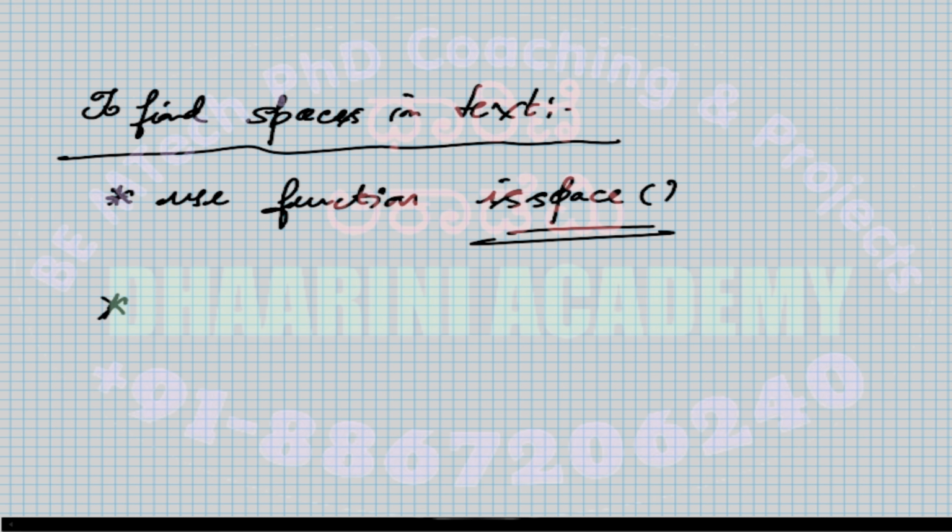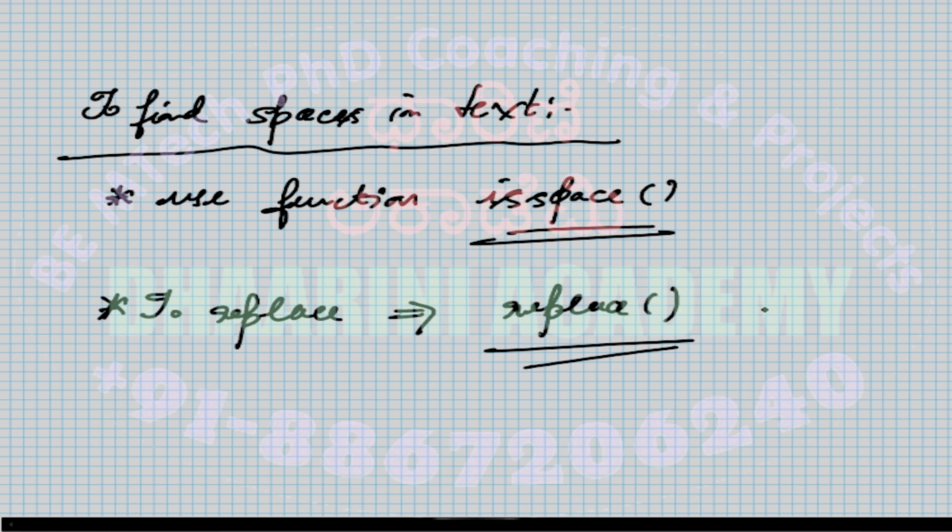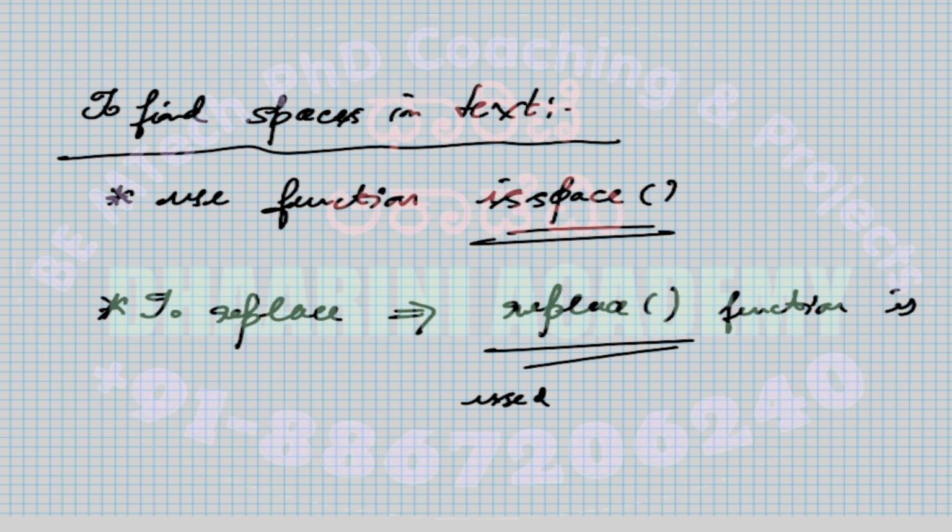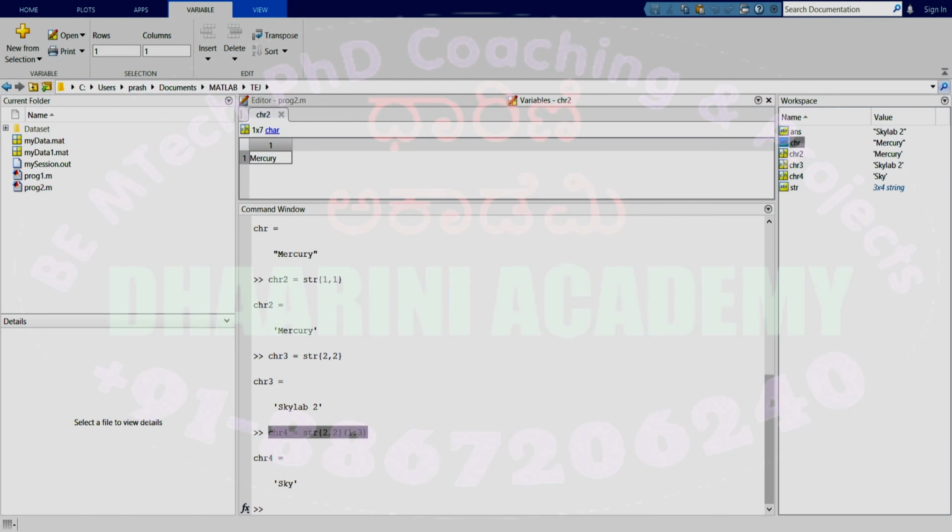To do the replacement, you use a function called replace. I can simply call a function called replace. Alright, so now let us check how we use isspace and replace functions in MATLAB.